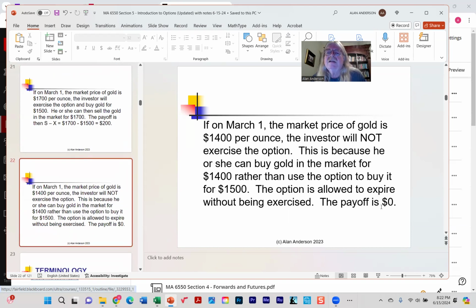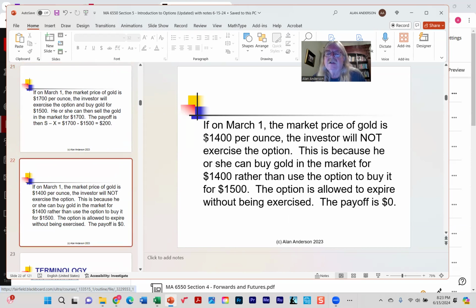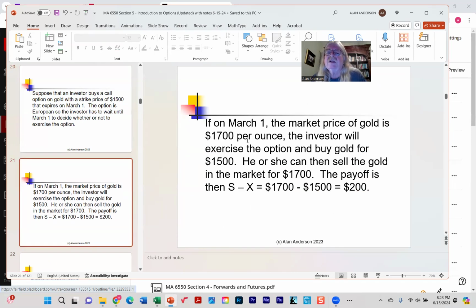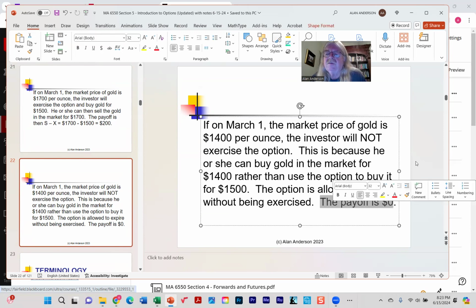Now, by the way, what would have happened if the price dropped to 1,400? Well, I have the right to buy for 1,500, but would I? No. Why would I pay $1,500 for gold that I can buy in the market for 1,400? So I'll let the option expire. I will not exercise it. And if I need the gold, I'll go in the market and pay $1,400 for it. That being the case, I'm said to have a payoff of 0.